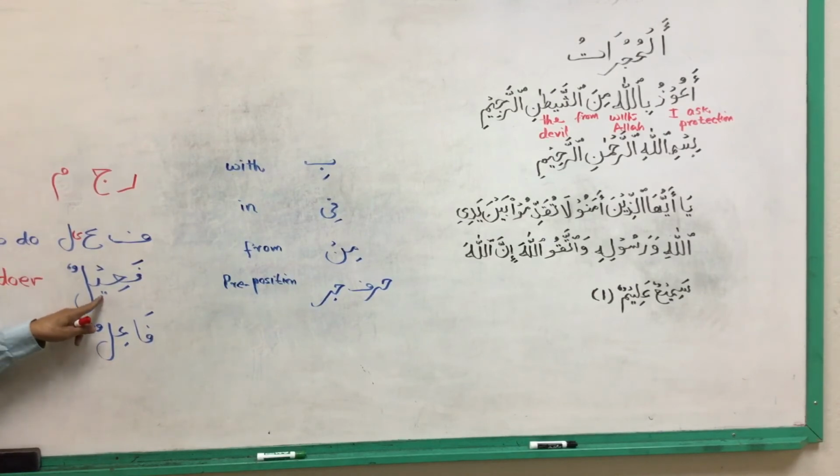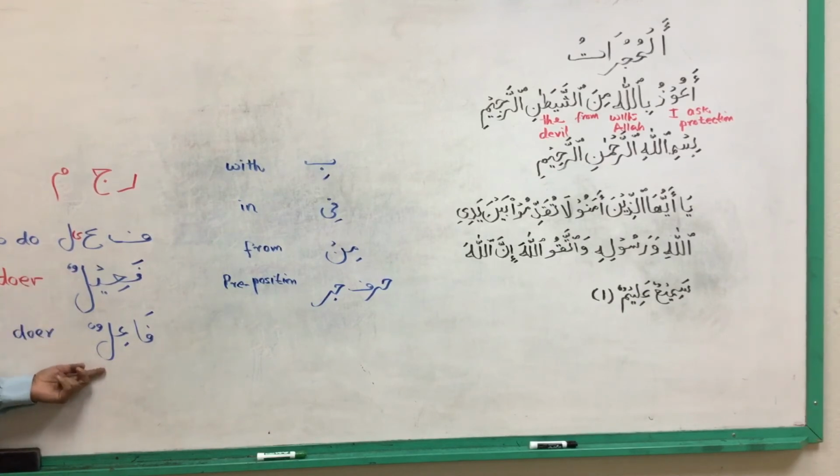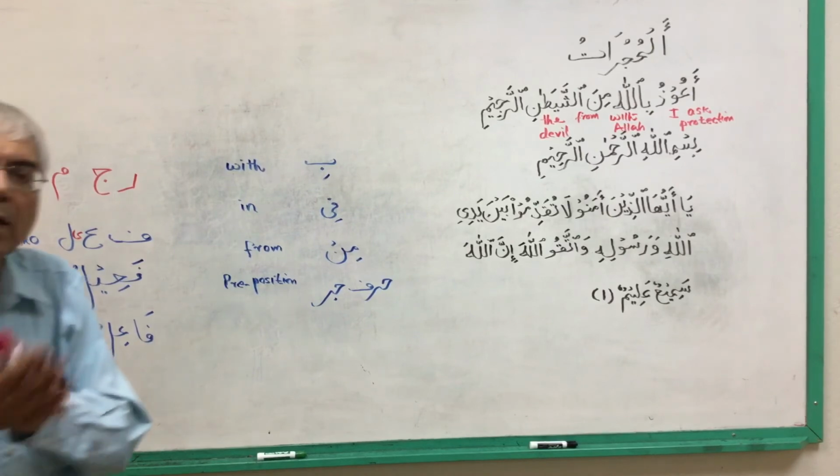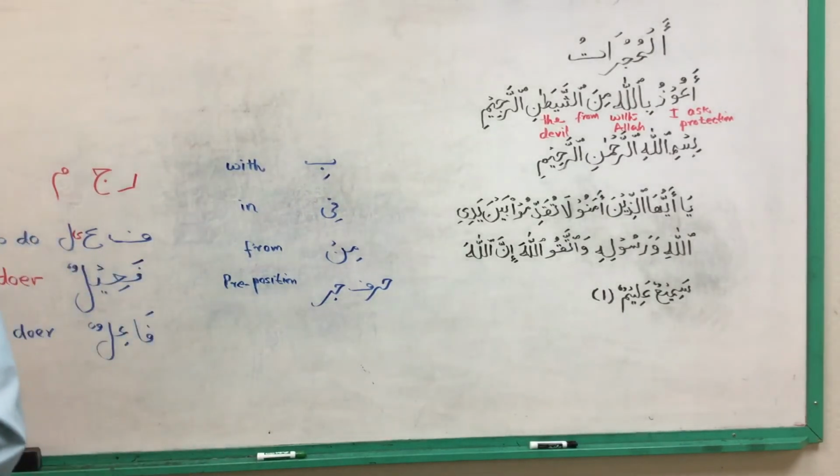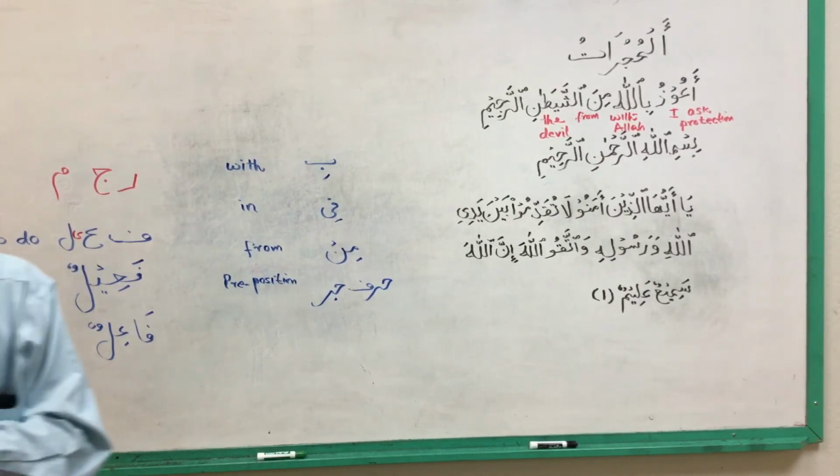If you put a ya between the second and third letter, it becomes fa'ilun. Both are doers, but the difference is that this is normal. You did something one time, you are fa'il, doer. But this one has intensity of action in it. Fa'il means a person who does the same thing again and again and again. Okay? Fa'il is a template which has the intensity of the doer.